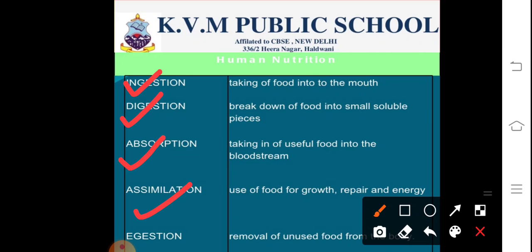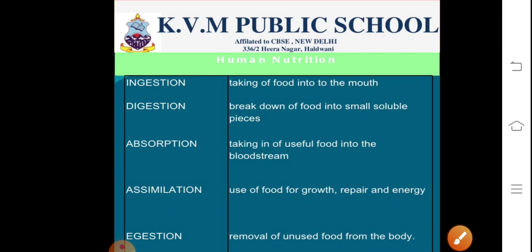Assimilation involves the use of food for growth, repair, and for the energy which is required to do various metabolic activities. The energy currency of the body is adenosine triphosphate, that is ATP. Finally, the last step of human nutrition involves egestion, that is, removal of the undigested or the unused food, which is waste, from the body.